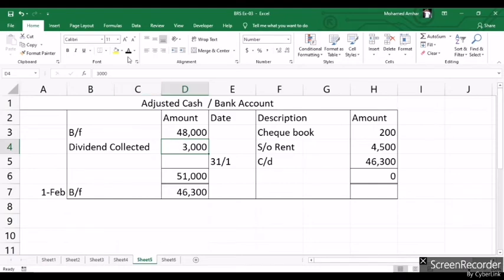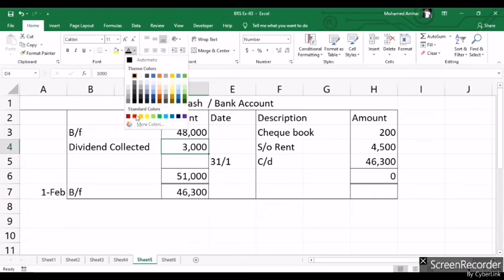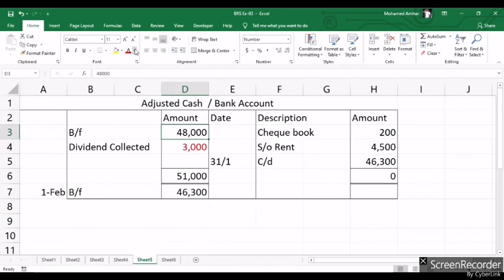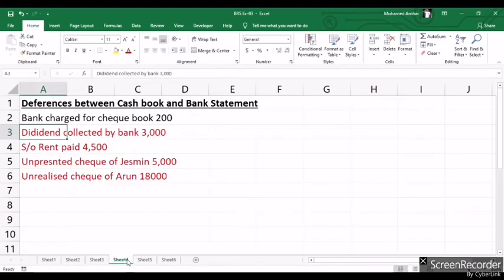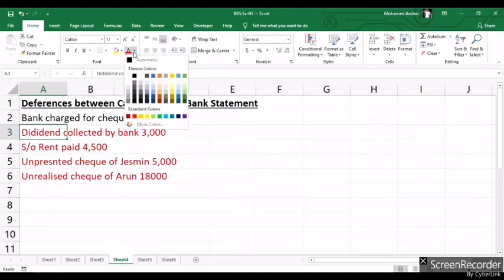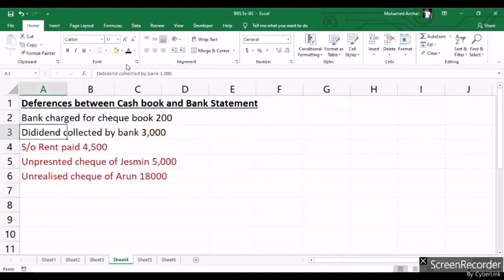Now we did these three, so we shall change this color, make it red. And this, make it red. And the cash book, that is okay, so make it red. Right. Now any other? Yes, dividend collected we did, so we shall change this color. Right. Now the next matter.